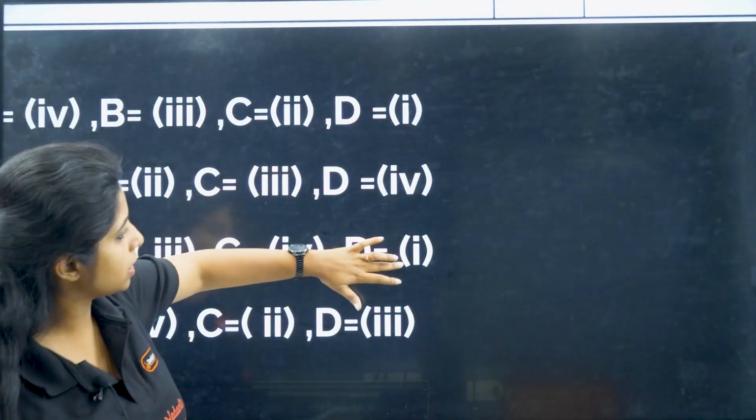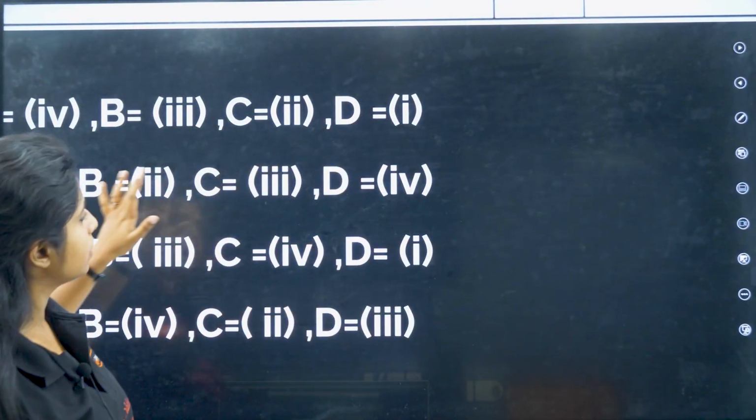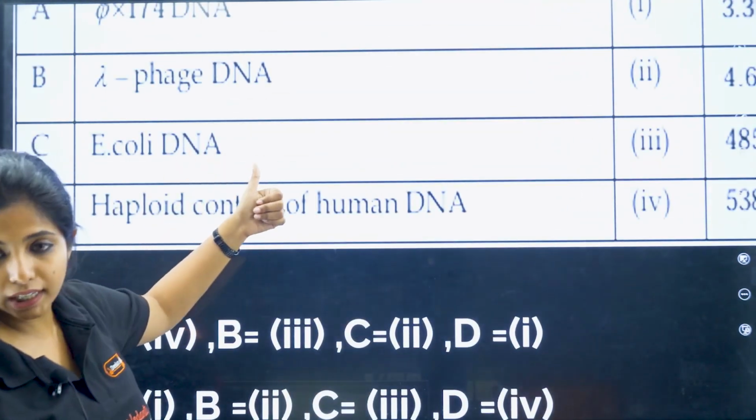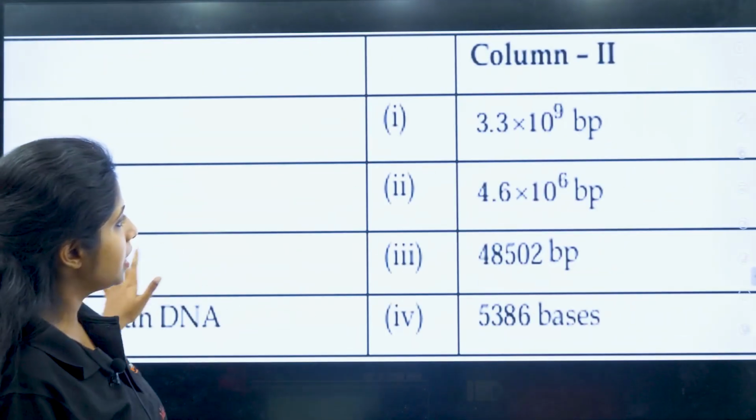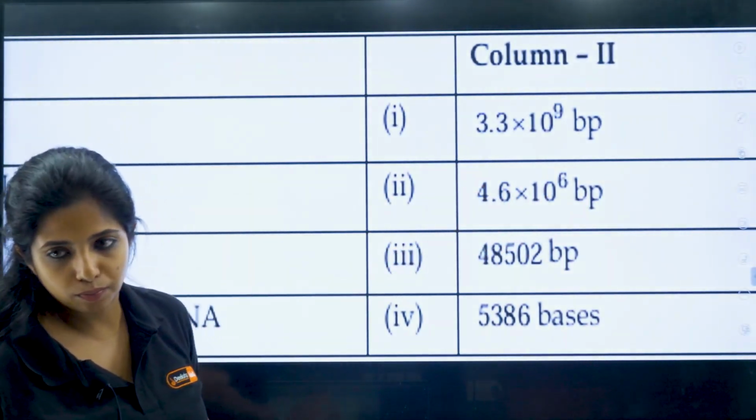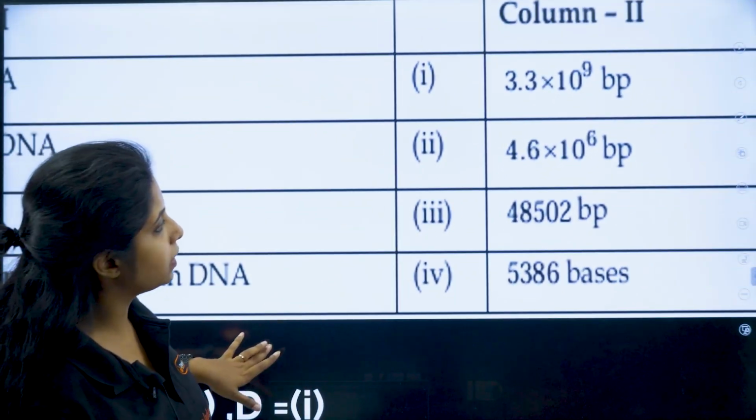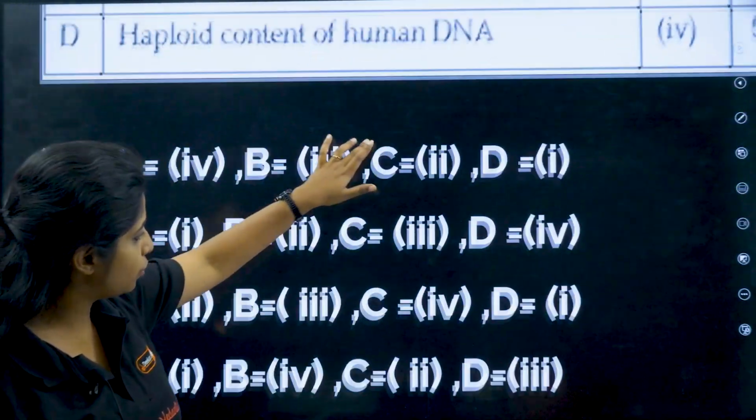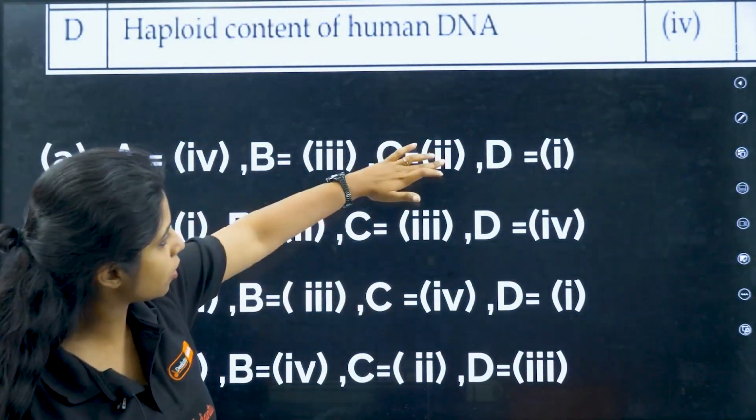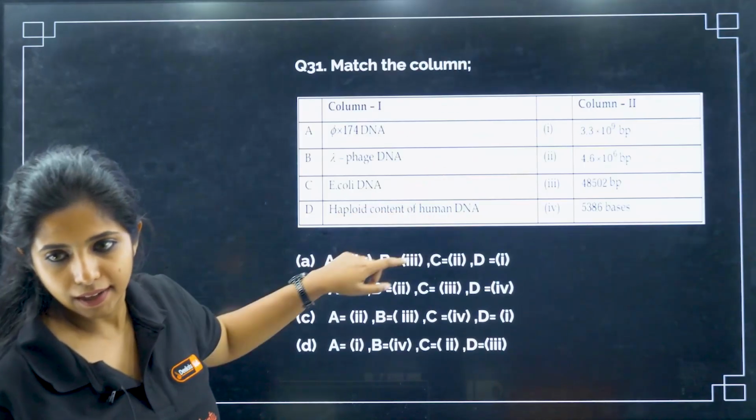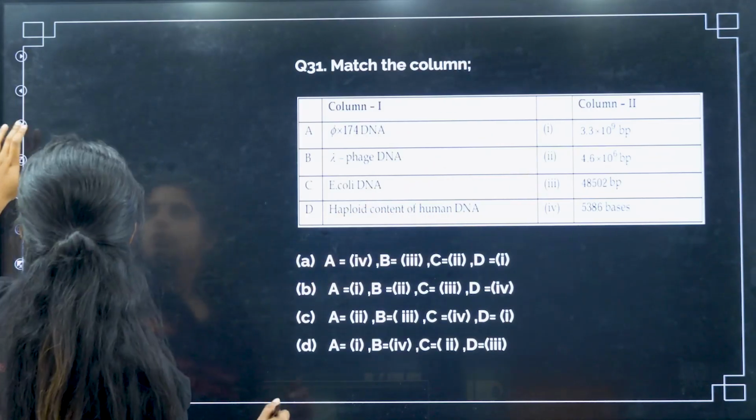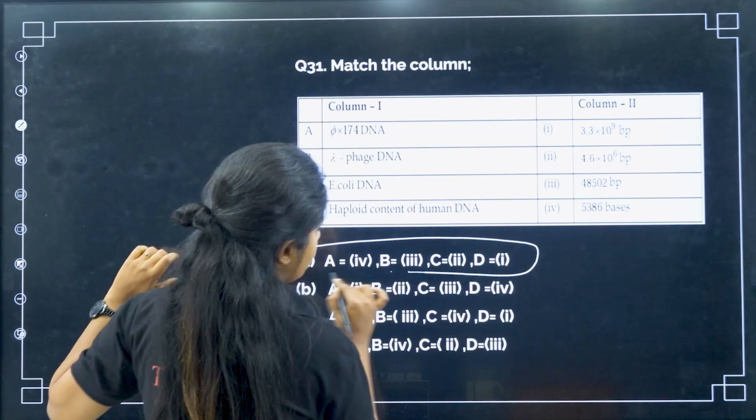Yes, let's see who has D goes with 1. So I have two options, this and this. Rest of the options I'm going to eliminate. Now I am pretty sure about E. coli DNA also, which is given in my NCERT. It is 4.6 into 10 to the power 6 BP. So that is C. C goes with 2. I have this option that goes with that, and hence this would be my answer. I am going to explain everything, don't worry.